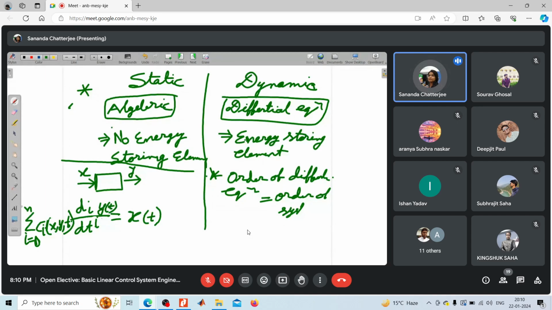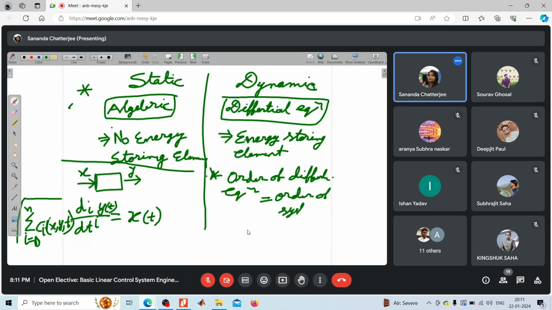If this is the differential equation representation of the plant, what are the observations we can make? If n is greater than or equal to 1, that means it is a dynamic function. If only i equal to 0 is present, that means it is a static or algebraic representation, so therefore it will be a static system. Now the value of n represents the order of the system.